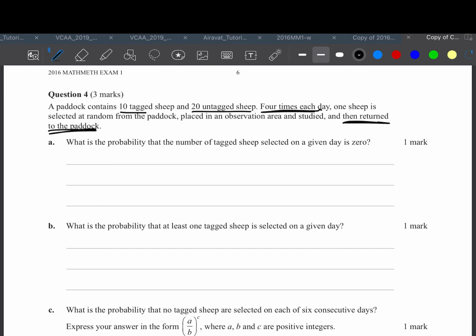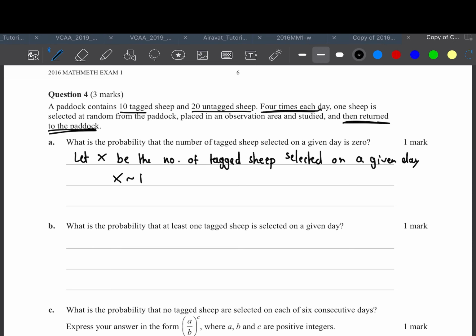So what is the probability that the number of tagged sheep selected on a given day is 0? It looks like they haven't defined their random variable here, so let's do that first. Let x be the number of tagged sheep selected on a given day. So x is binomial.